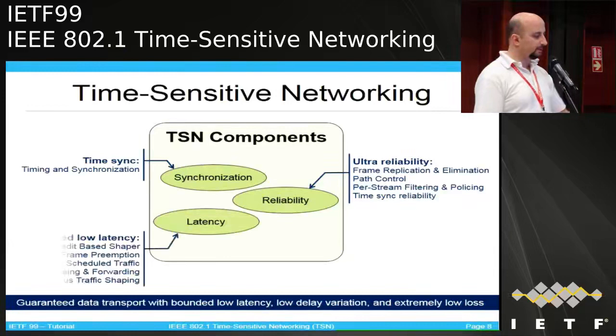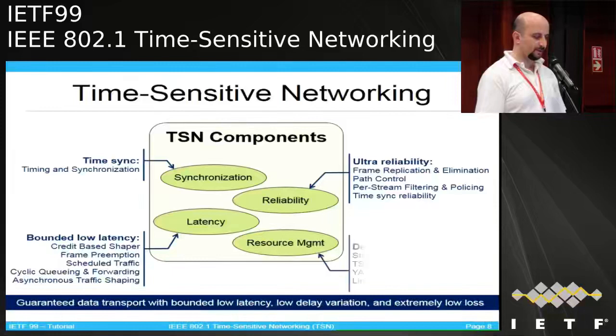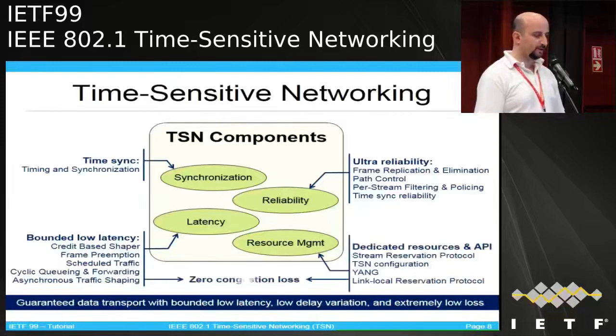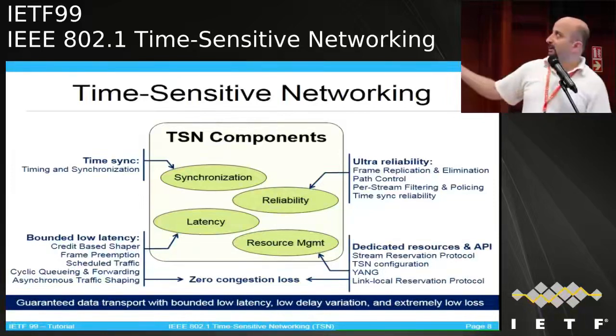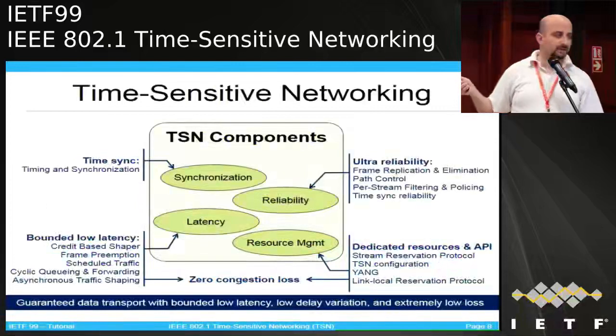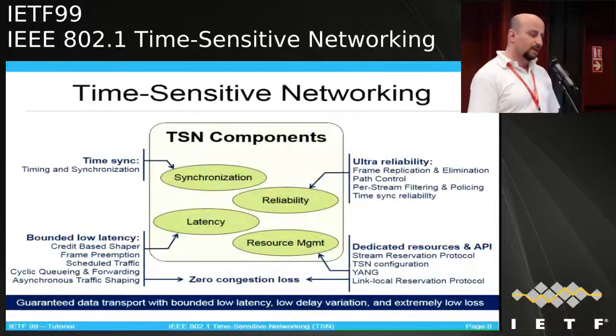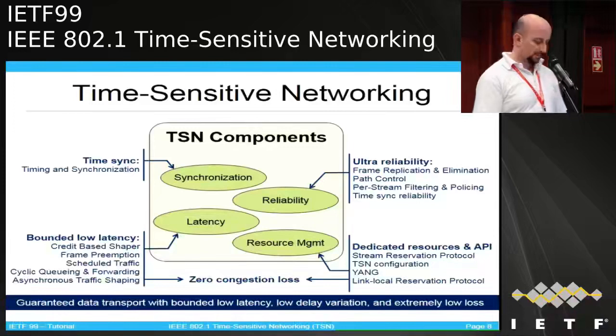And as even the name of the group suggests, we are after low latency, for which multiple shapers and queuing mechanisms have been already developed, and the work is still ongoing. And together with the resource management, which is essential in order to provide zero congestion loss, that's what we are after. So these two are to provide the zero congestion loss, and the reliability is against the loss due to device failure.